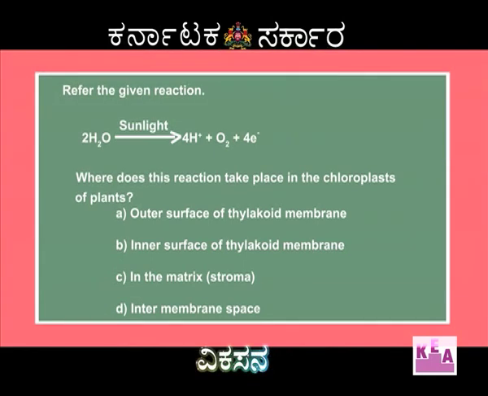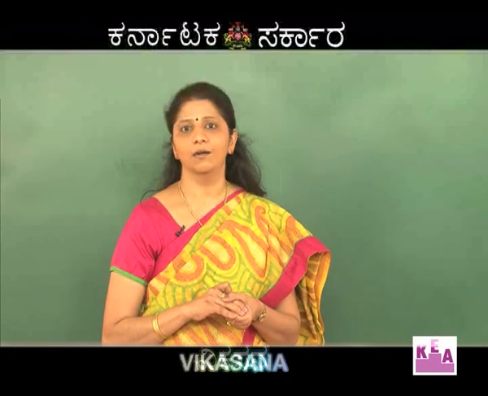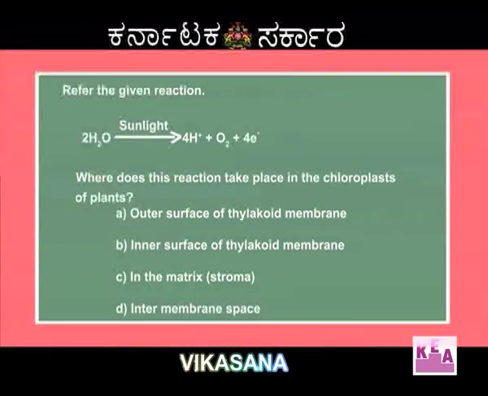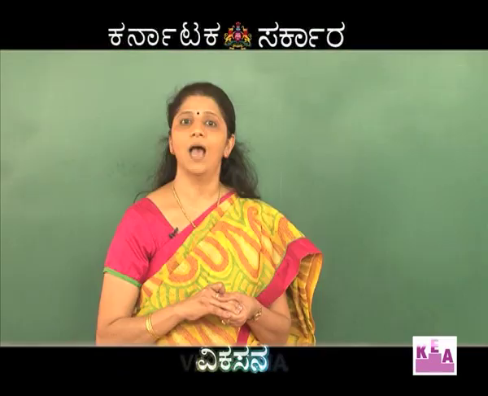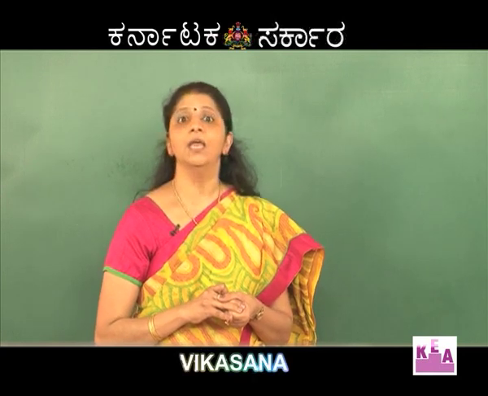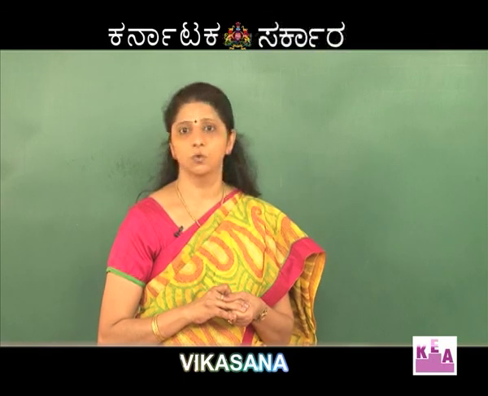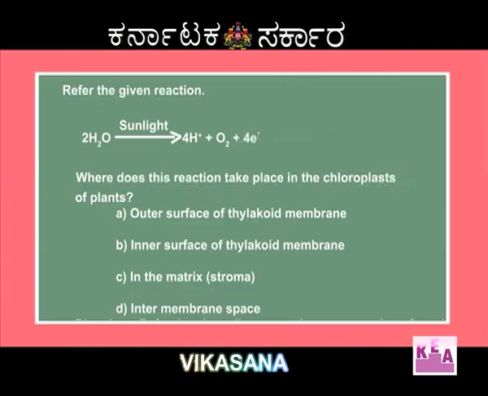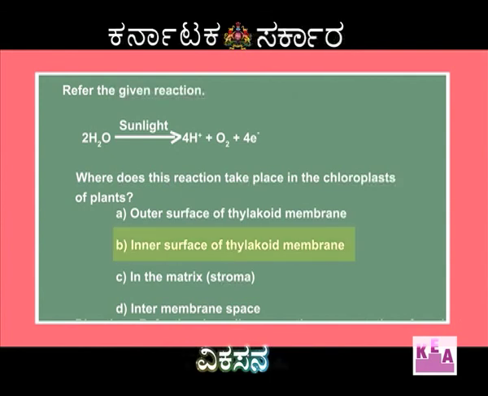What is the role of matrix or stroma here? The stroma is a site of dark reaction. What is the role of intermembrane space? Intermembrane space is maintaining the hydrogen ion concentration, or it is concerned with the ATP production or chemiosmosis. So, which option will be correct here, students? The option B, inner surface of the thylakoid membrane, is the correct answer.